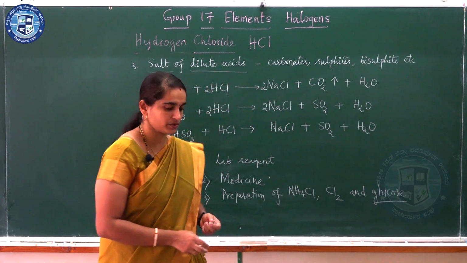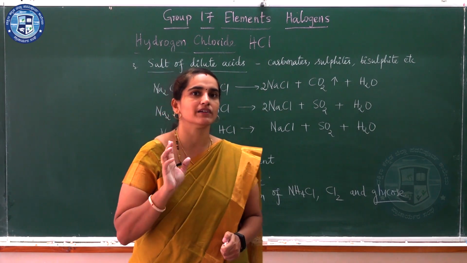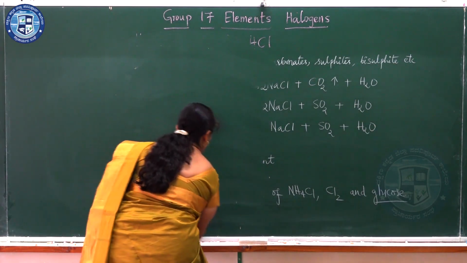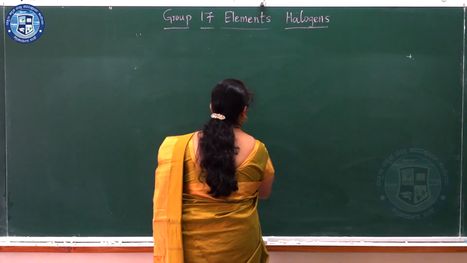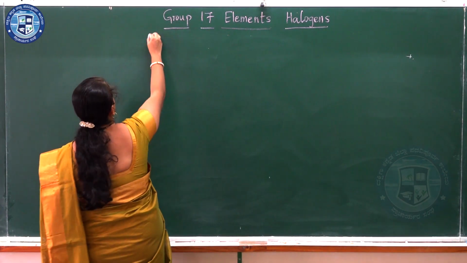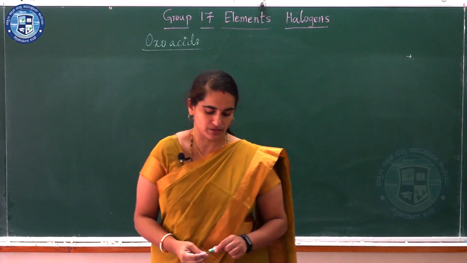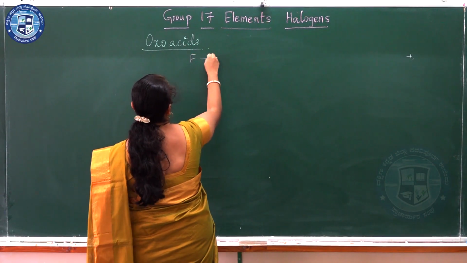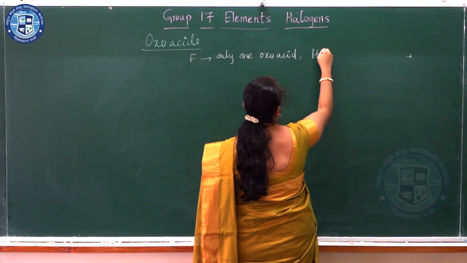So next we shall move on to the next compounds of halogens, which are nothing but oxo acids. In those oxo acids you have been given only the oxo acids of chlorine. So next we shall take up these oxo acids. See, among oxo acids, fluorine will form only one oxo acid, which is usually HOF.